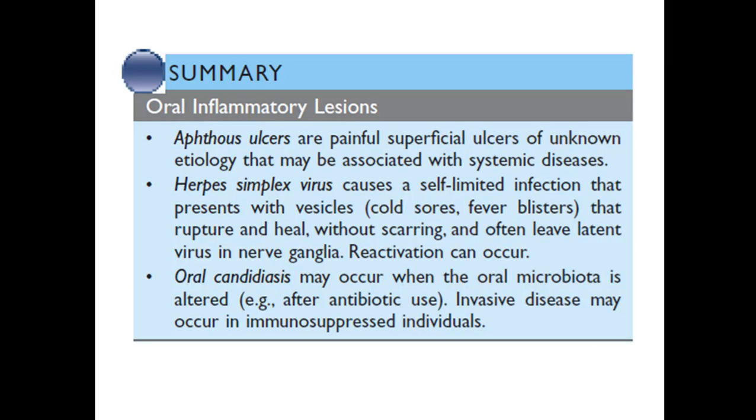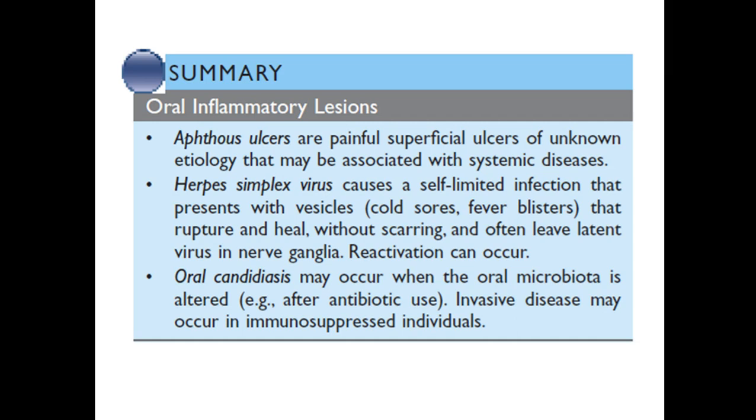The summary of the oral inflammatory lesions is that Aphthous ulcers are painful superficial ulcers of unknown etiology. As I told you, it is an autoimmune reaction, and many systemic diseases like diabetes and AIDS may be associated with the presence of Aphthous ulcers. Aphthous ulcers are divided into minor, recurrent, major, and herpetiform ulcers.